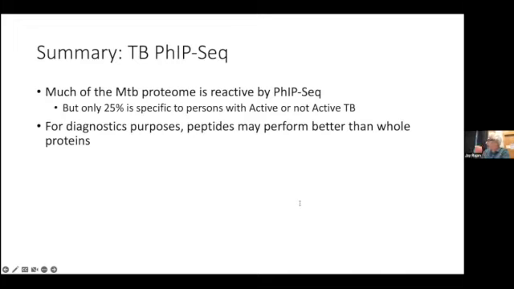One point I want to emphasize is that for diagnostic purposes, peptides may actually perform better than whole proteins, and I think the different performance of the clustering really drives home that point.